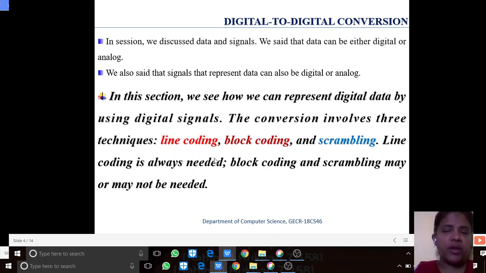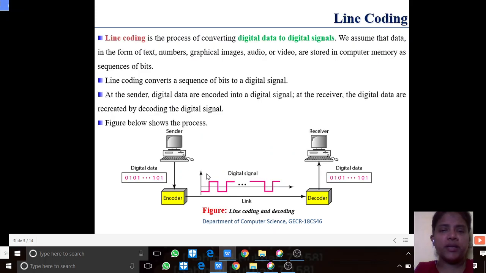Digital data means binary data, which involves zeros and ones. The conversion involves three techniques: line coding, block coding and scrambling. Out of these we'll be discussing only line coding, as it is part of your syllabus. Line coding is always needed. Block coding and scrambling are optional, and may or may not be needed.